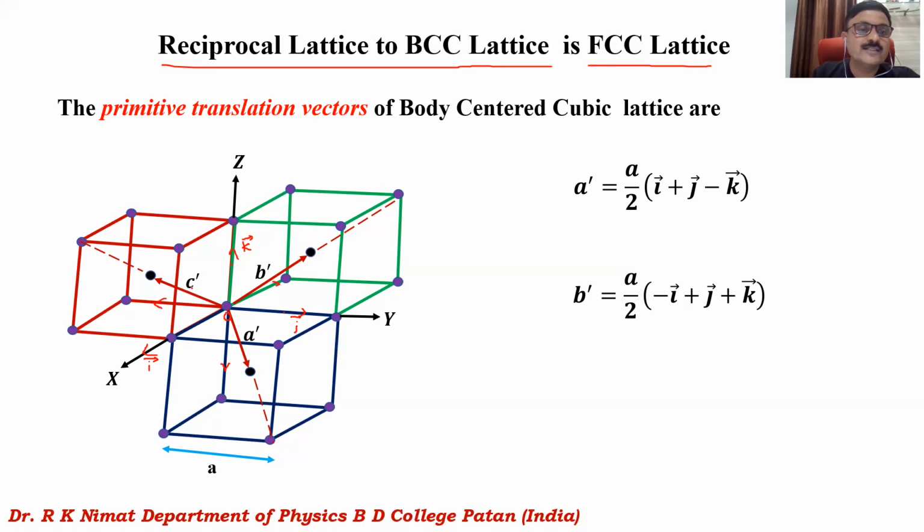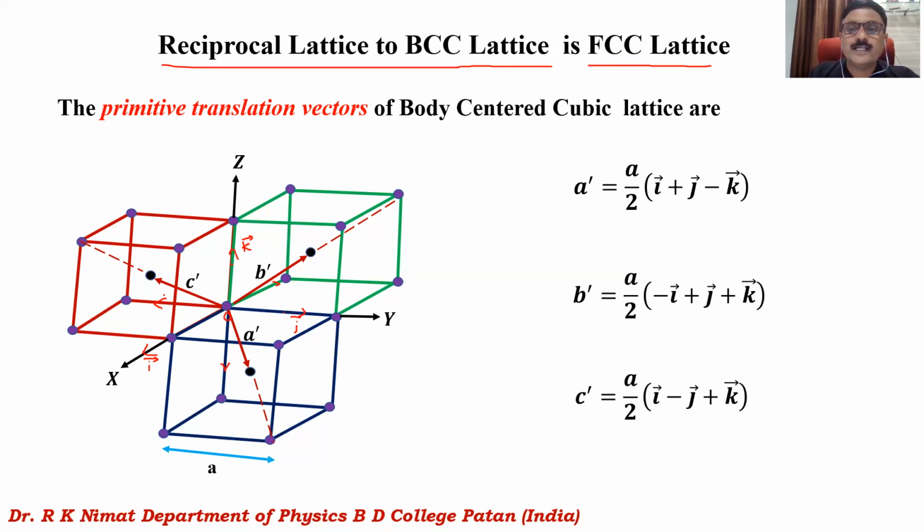So it will be represented as c dash is equal to a by 2 into (unit vector i minus unit vector j plus unit vector k). Here the coordinate of this c dash which belongs to the y direction is in the negative direction. Hence, it is represented as c dash is equal to a by 2 into (unit vector i minus unit vector j plus unit vector k).